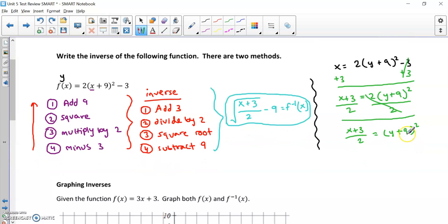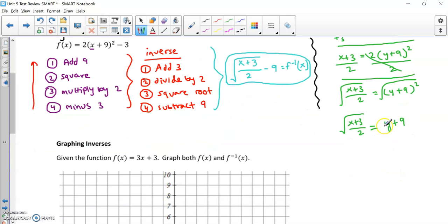All right, so we're still stuck in those parentheses. We want to get y alone, but we can't because there's a 9 and it's all being squared. So let's take care of that square next by square rooting both sides. So on the left, we will have the square root of x plus 3 over 2. And on the right, that square root will just cancel out the square, which is the whole reason we did it in the first place.